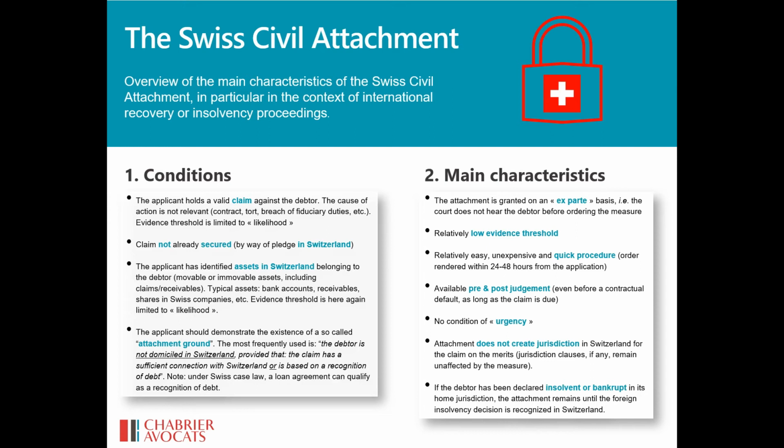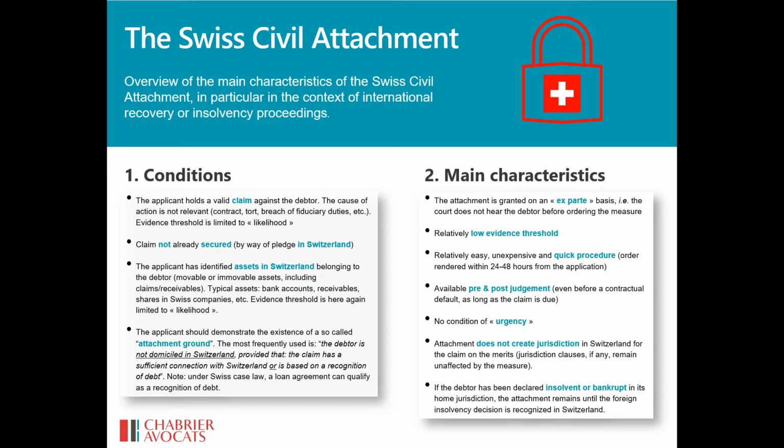So the fifth characteristic, and that's an important one in the context of international proceedings. The attachment does not create jurisdiction in Switzerland for the claim on the merits. In other words, if your claim is based on a contract and the contract contains a jurisdiction clause, this clause will remain valid and will prevail, meaning that when you will have to validate the attachment, because any interim measure has to be validated once it's obtained, then this validation will happen before the courts that are competent under the relevant jurisdiction clause of the contract. So that's a very important characteristic.